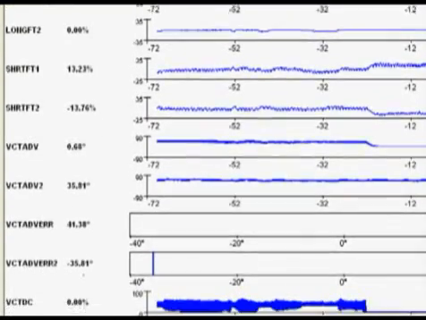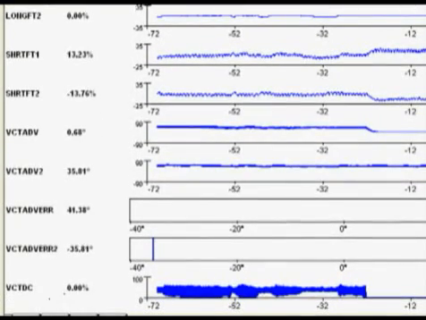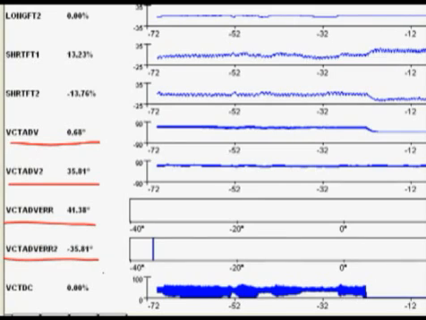Next, we look down and we see that the VCT Advance is at 0.68, where the marker is. The Advance 2 is 35.8. Also note that the VCT Advance error is 41 degrees for bank 1, and the VCT Advance error is minus 35 degrees for bank 2. So we have something significantly wrong.